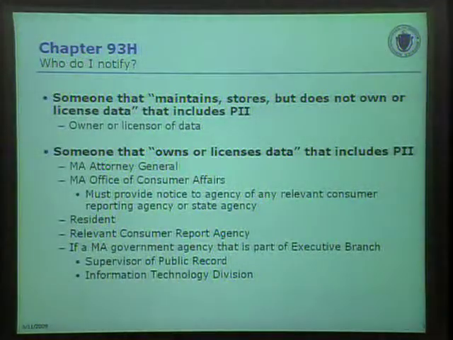So there's two basic classifications within 93H. First, someone that maintains or stores, but does not own, licensed data that includes PII. Say you're running an ISP and one of your customers' servers has gotten hacked. You need to contact the owner or licensor of that data. Another case: I came from a public health background, in one of my previous jobs in the state. We don't own the data, we license data from a person, but we aren't in control of it. It's someone else's data set. We have to then notify them that, hey, oops.